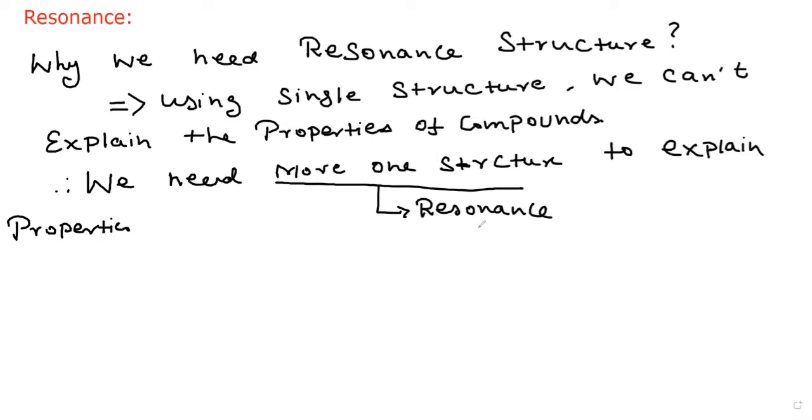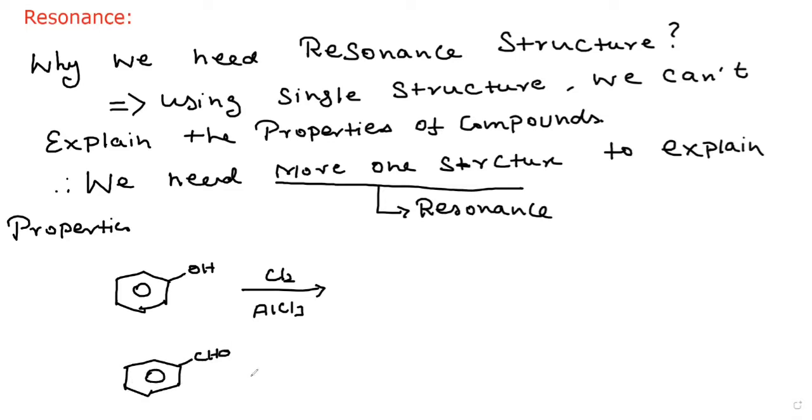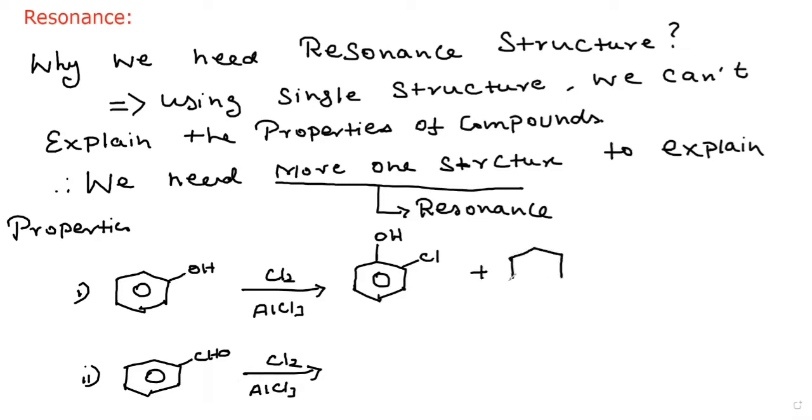For example, I take phenol. When phenol undergoes chlorination in the presence of Lewis acid, Cl2 and AlCl3, I get two products, the ortho and para isomers, called regio isomers: OH with ortho-substituted chloro, and para-substituted chloro. Again, I take benzaldehyde, CHO, with the same Cl2 and AlCl3. In this case I get only one specific product, the meta product, with Cl.